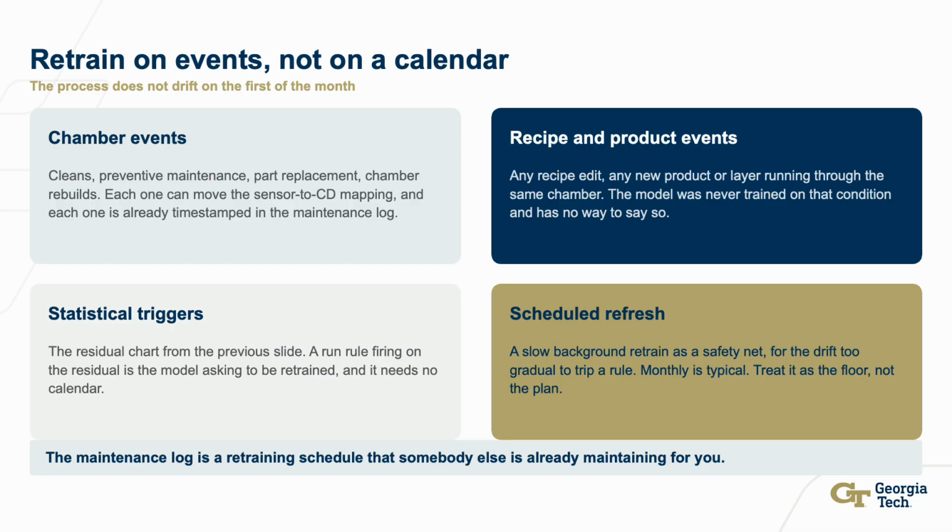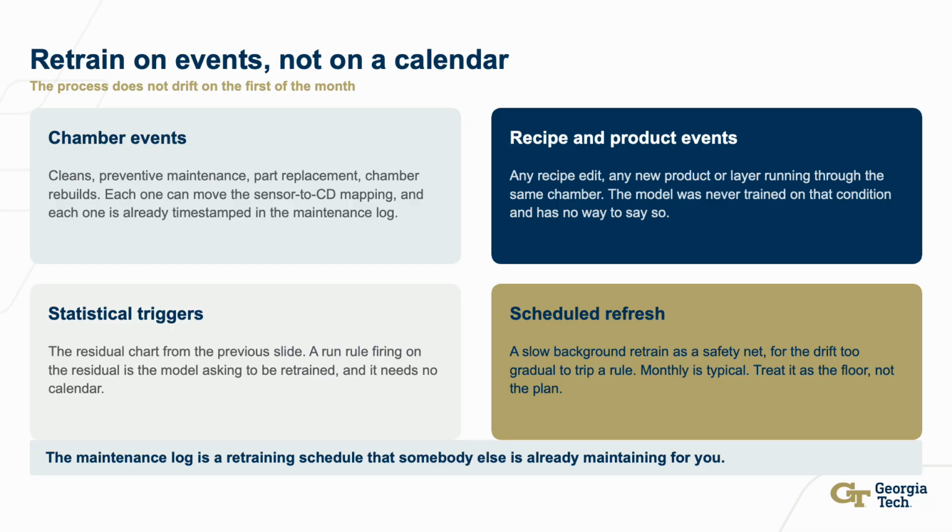You do not need to detect this. Somebody already recorded them. Any recipe edit, any new product or layer running through the same chamber: the model has never trained on that condition and has no way to tell you so. It will predict confidently on a product that it has never seen.